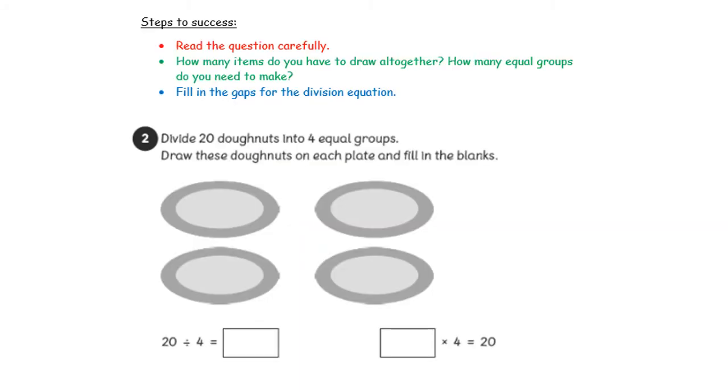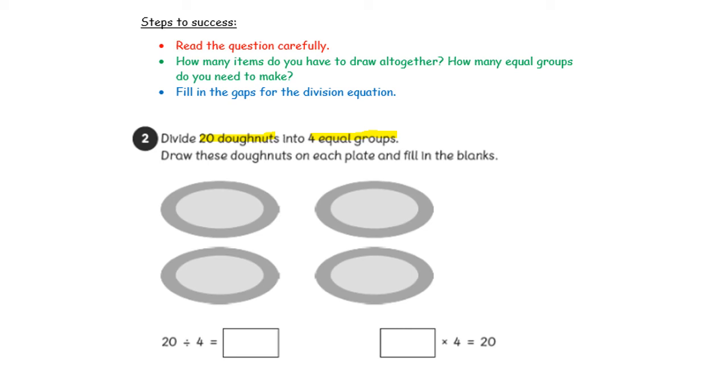So moving on to your second part of learning today, your steps to success say, read the question carefully. How many items do you need to draw all together and how many equal groups do you need to make? And then fill in the gaps. So the question says, divide 20 donuts into 4 equal groups. That means there needs to be the same amount of donuts in each group. So let's draw the donuts and fill in the blanks.